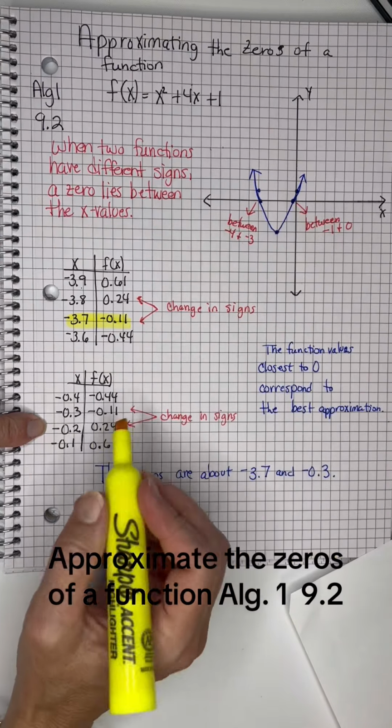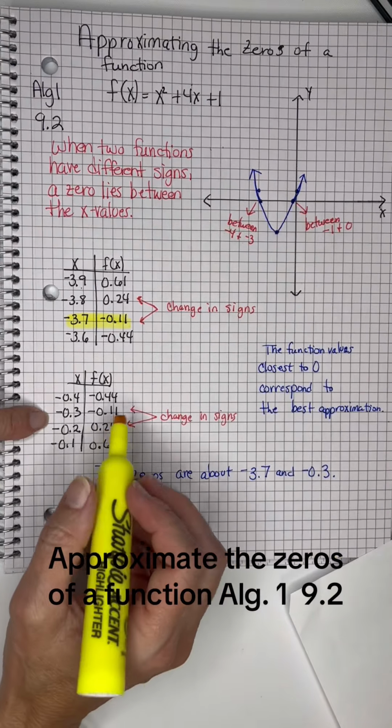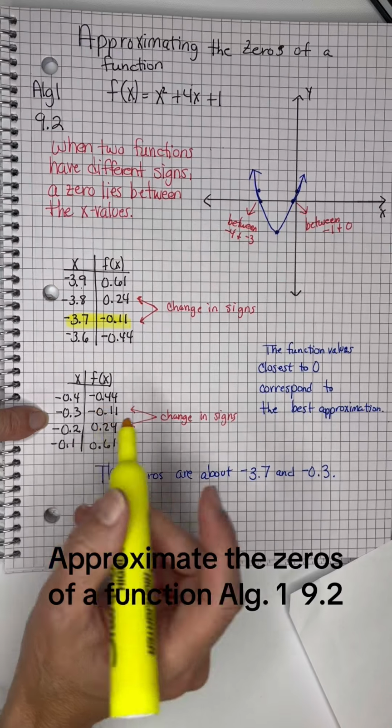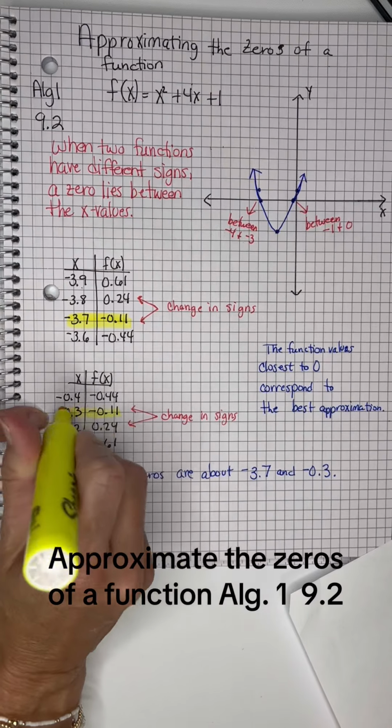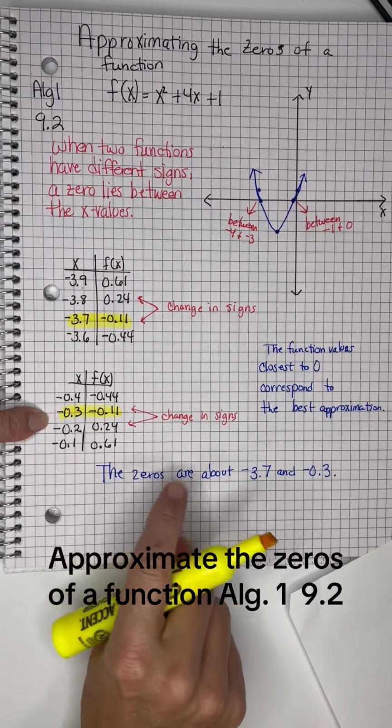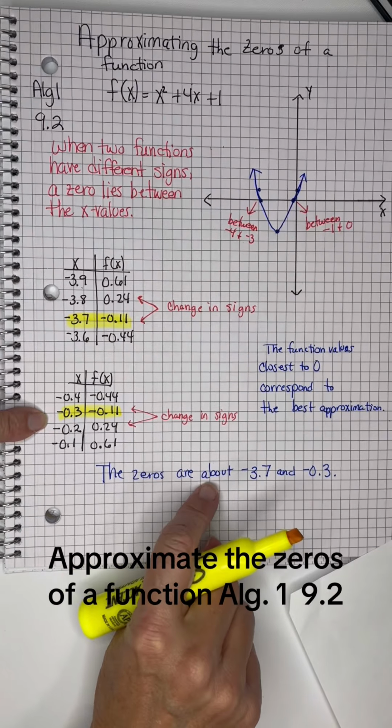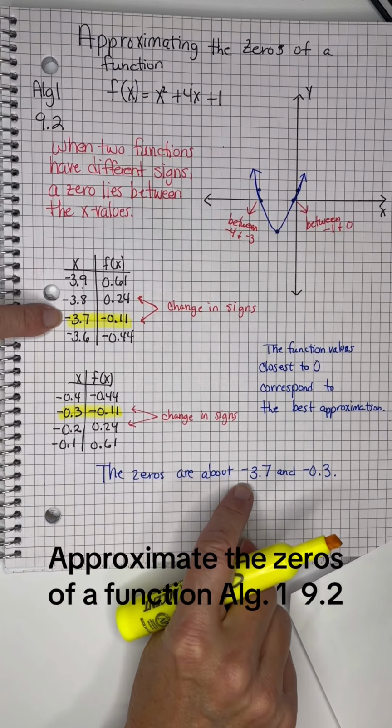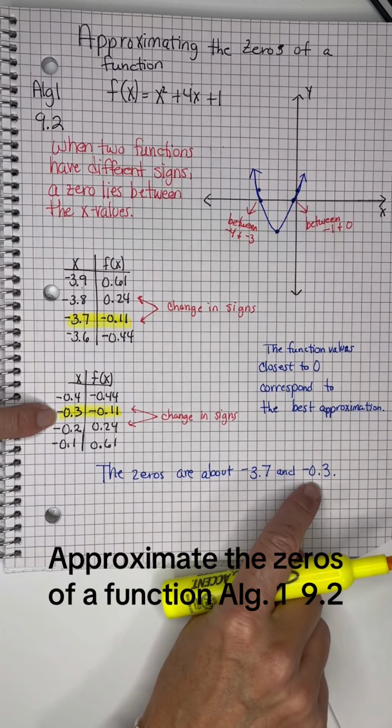And then on this one, it's the same numbers here. This one will be the best approximation. So the zeros are at about, estimating, -3.7 and -0.3.